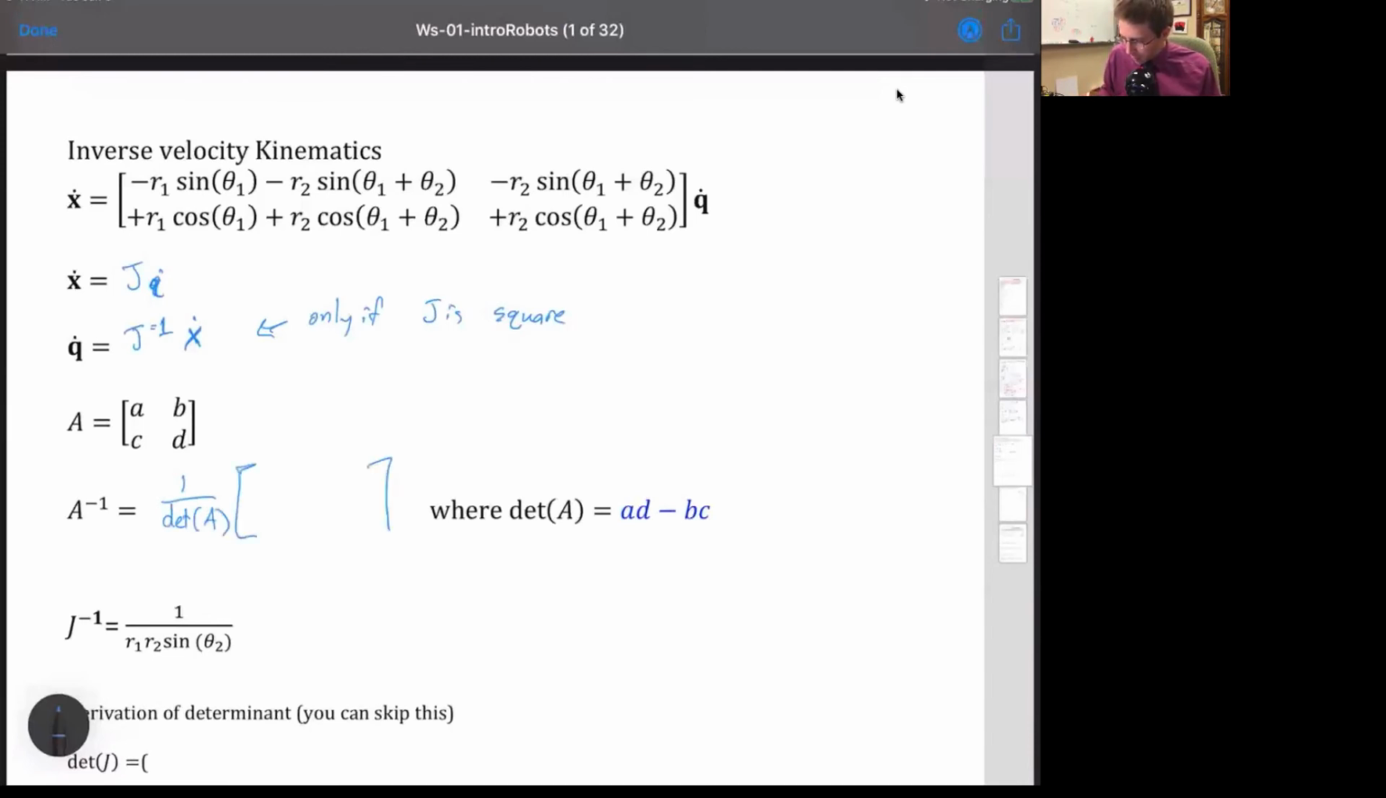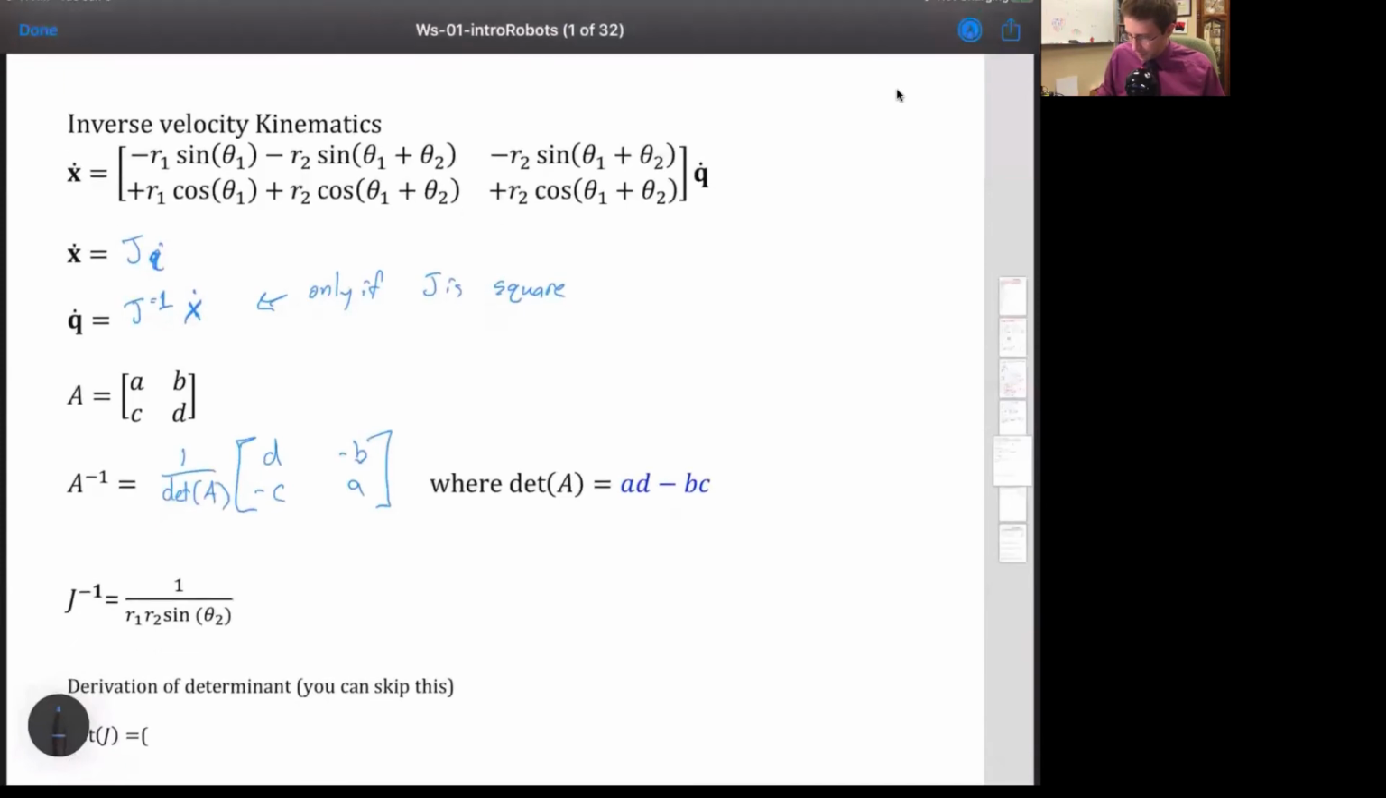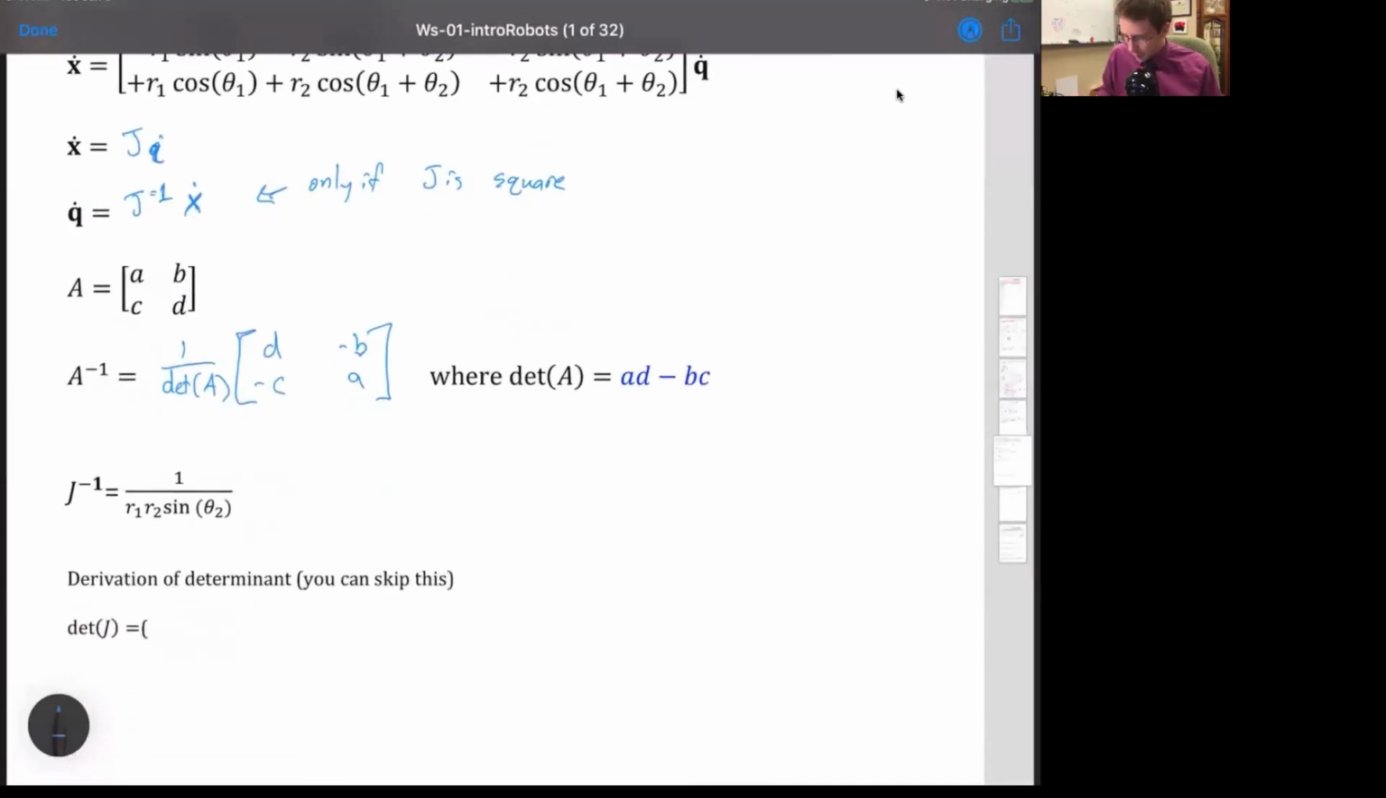And then you multiply it by the adjoint, so that is D, A, and then you flip the diagonal, and then negative B and negative C. Now this determinant of A, remember, that's just AD minus BC, easy to remember in the 2 by 2 case. And so the answer for that determinant, I'm just going to give here, and then I'm going to work it out here. But you can skip that part of the video if you want, because it's slow and tedious. But I'll work it out just for completeness.